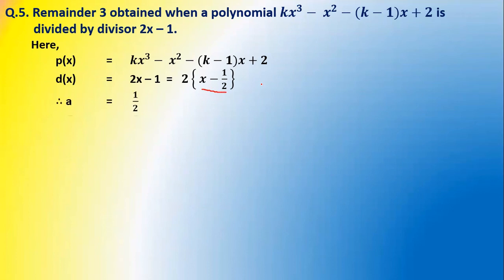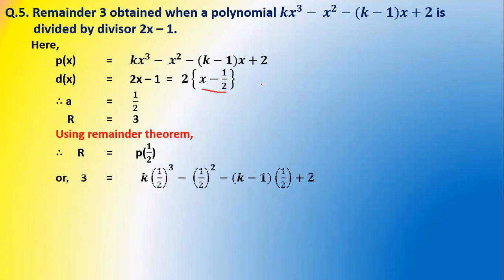Now the remainder that is provided by the question is 3. So using the remainder theorem, r equals p(1 by 2). Applying the same idea here, the LHS would be 3, remainder equals 3, equals, in the polynomial there is coefficient k first. So k, x cube is there, so (1 by 2) whole cube, minus x square, so (1 by 2) whole square, minus (k minus 1) as the coefficient of x, so 1 by 2, plus 2.